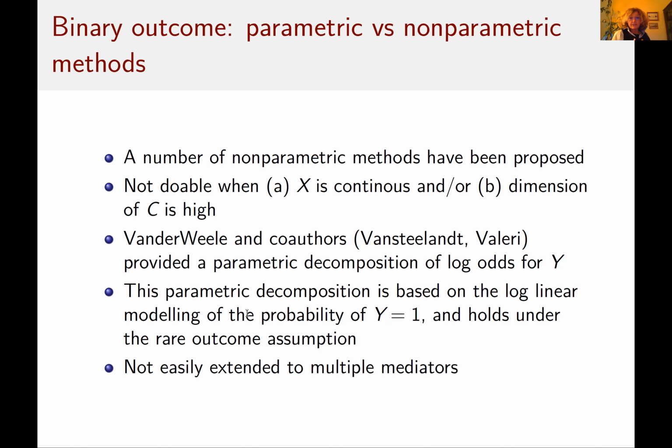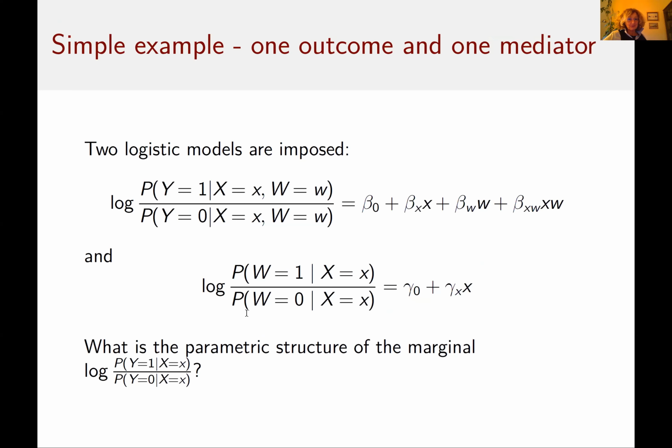So for these reasons, we have authors that have provided the parametric decomposition of the log odds, but this decomposition is based on the rare outcome assumption, and it's not easily extended to multiple mediators. So here I'm presenting a strategy where you don't rely on the rare outcome assumption, and you may extend this. It is a parametric strategy which extends rather easily to multiple mediators.